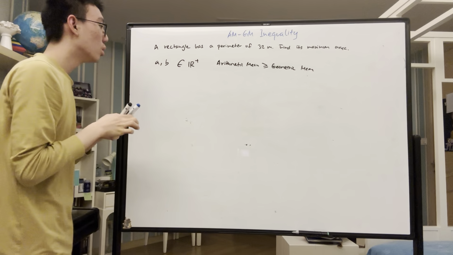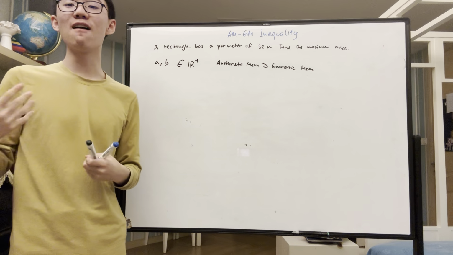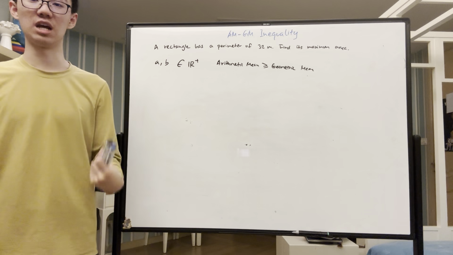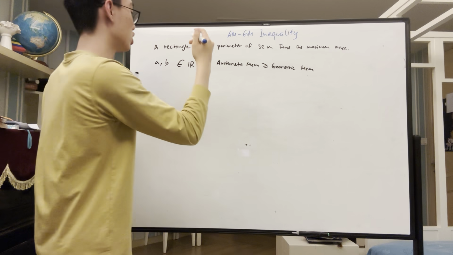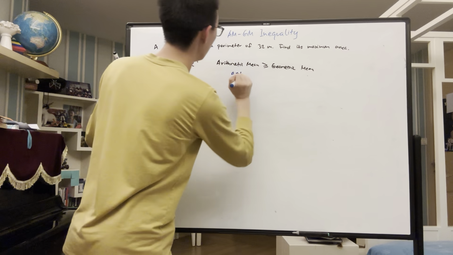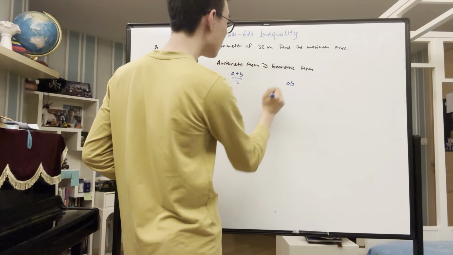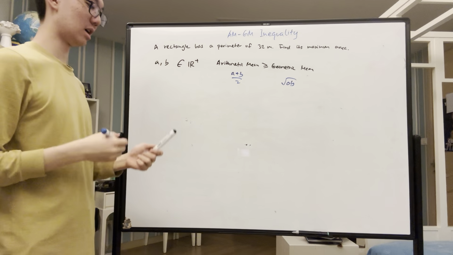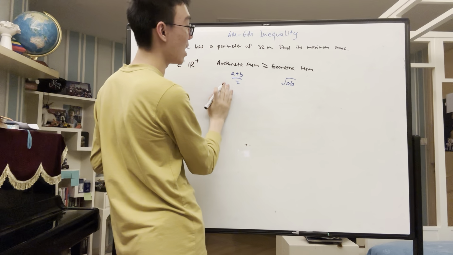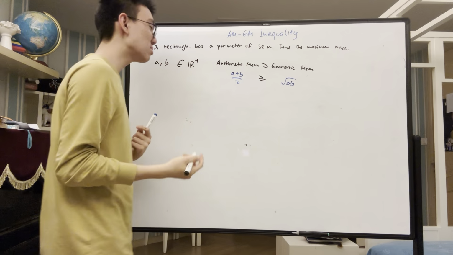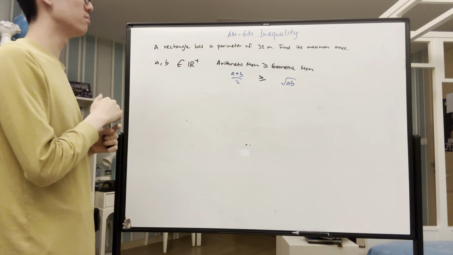What does this mean? Well, the arithmetic mean of two numbers is just taking the average of those two numbers, like how we do in daily life. So therefore, arithmetic mean is just a plus b over 2. While the geometric mean is slightly different. The geometric mean takes the product of the two numbers and then square roots it. And AM-GM states that the arithmetic mean is always greater than or, in some cases, equal to the geometric mean. How does this help us with our problem?